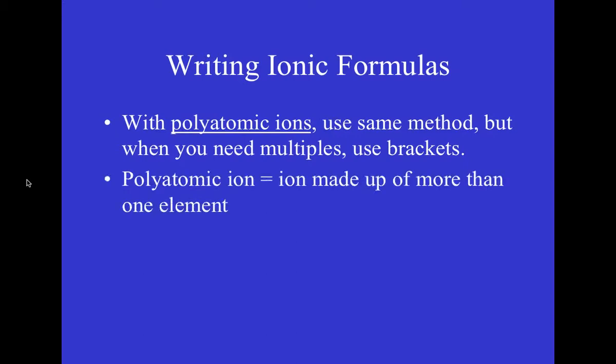Remember that a polyatomic ion is a charged grouping ion made up of more than one element. Here are some examples. NO3 with a -1 charge, that is nitrate. SO4 with a -2 charge, that is sulfate. CO3 with a -2 charge, that is carbonate, and PO4 with a -3 charge, that is phosphate.